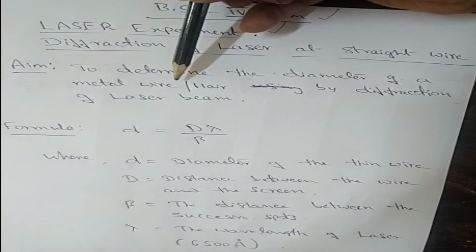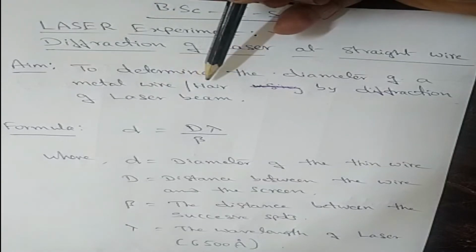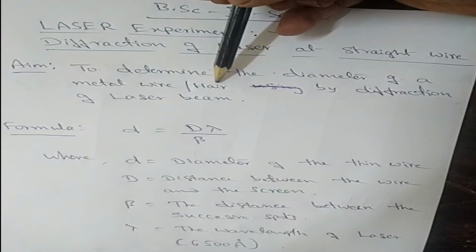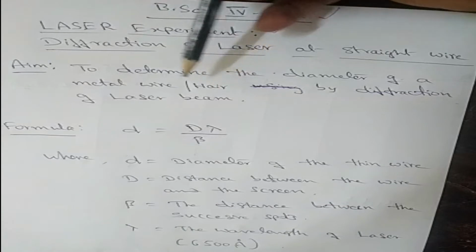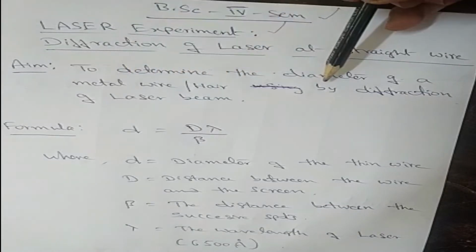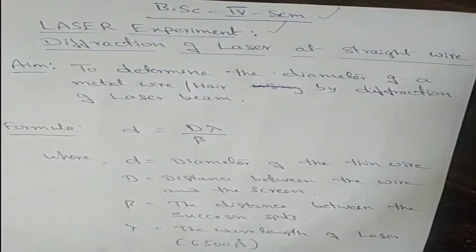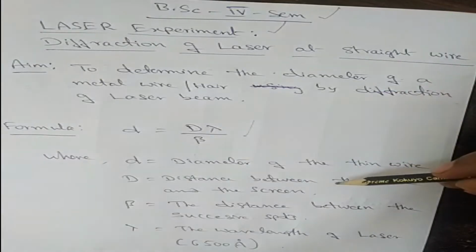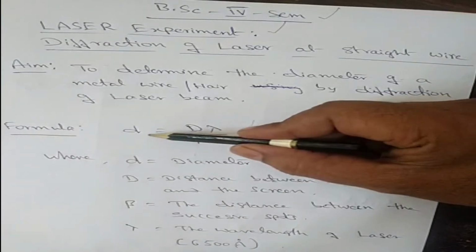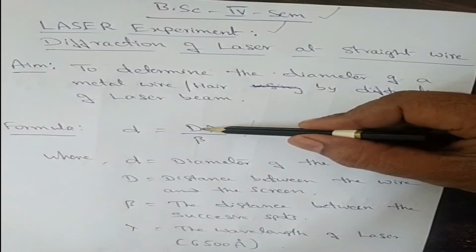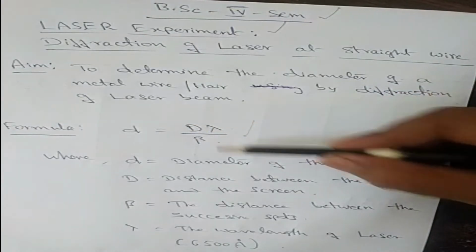We can take a thin metal wire, or we can consider a hairline, because a hairline is very much thinner than a metal wire, and follow the phenomenon of diffraction of a laser beam. Now to find the diameter of the wire, we have a formula. What is the formula? d is equal to capital D into lambda divided by beta.